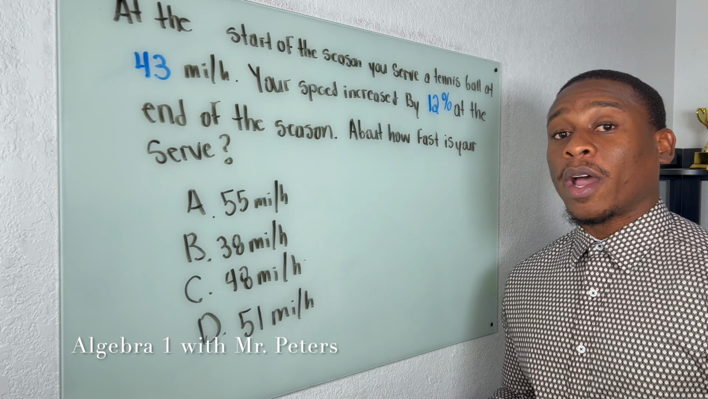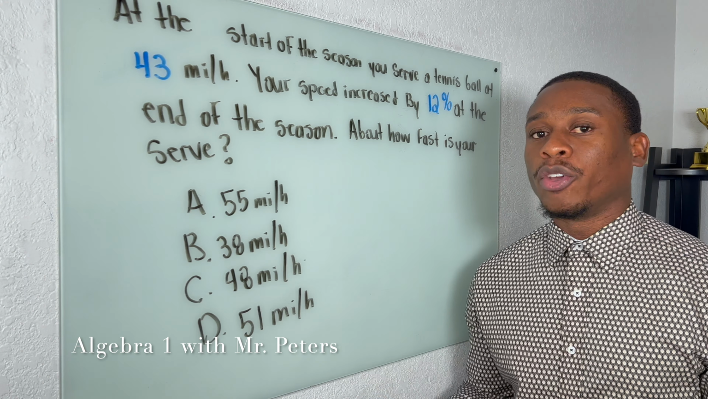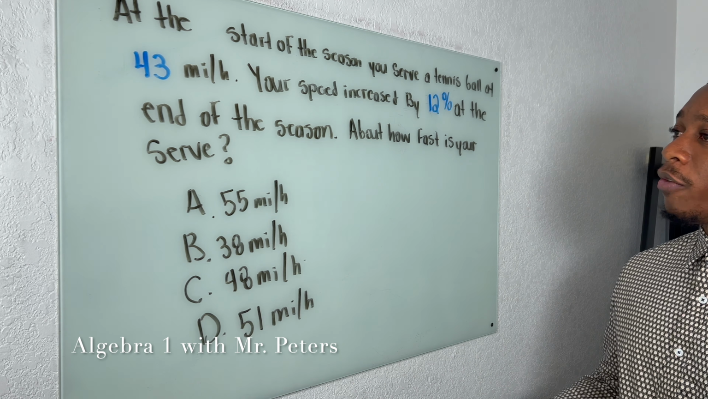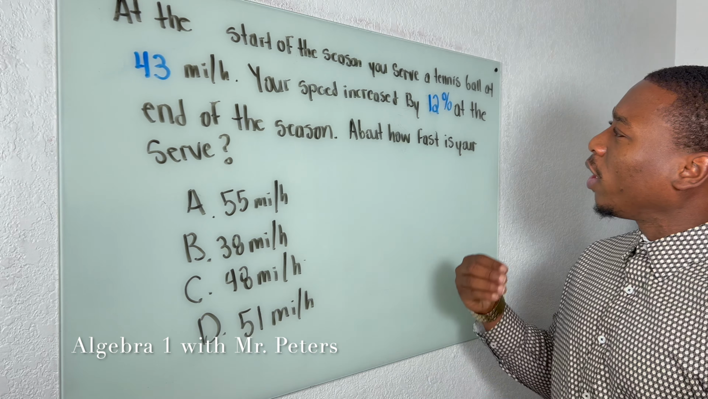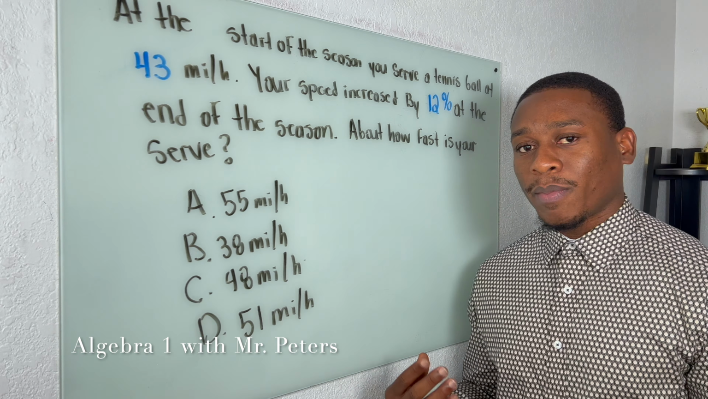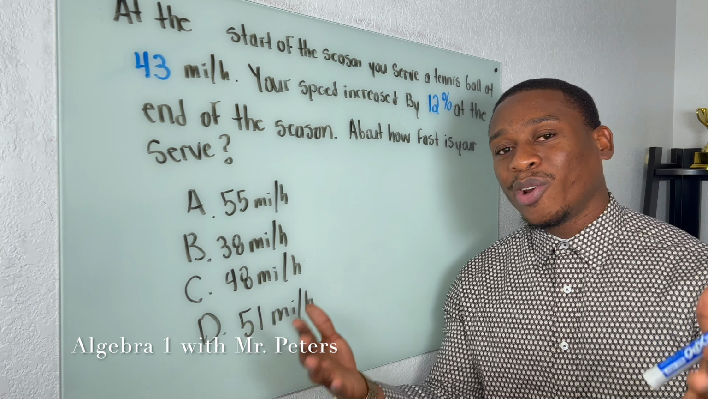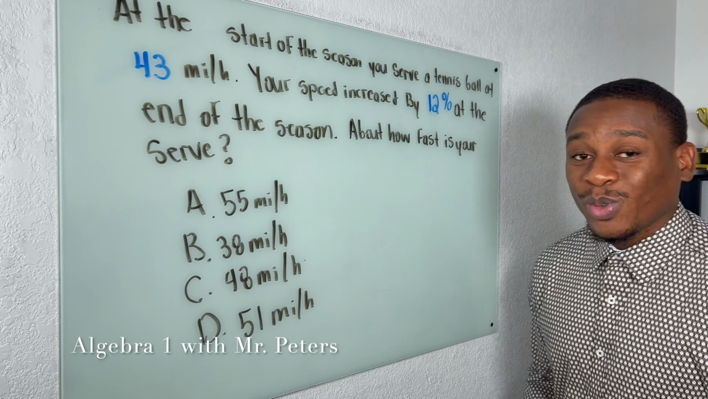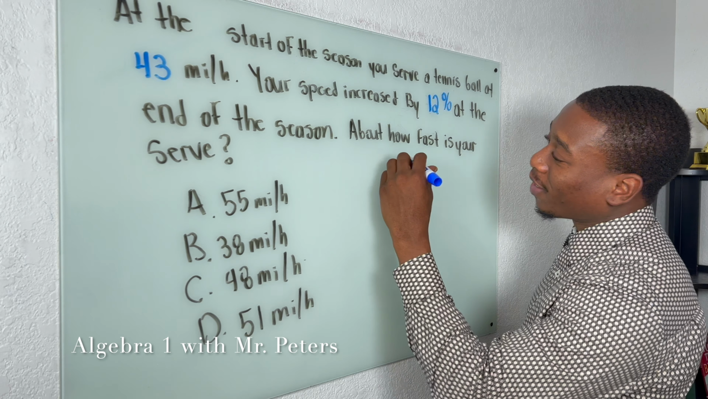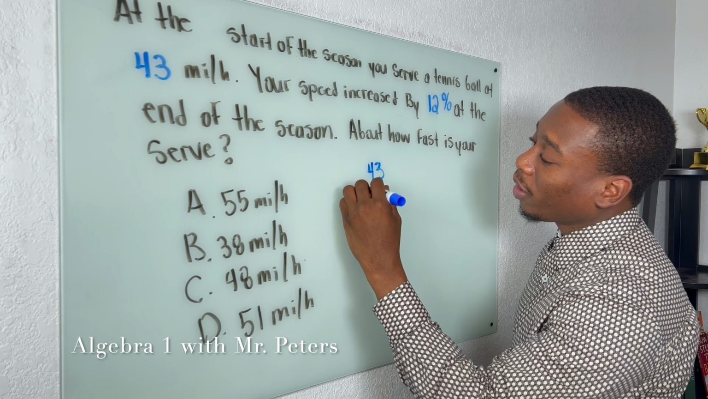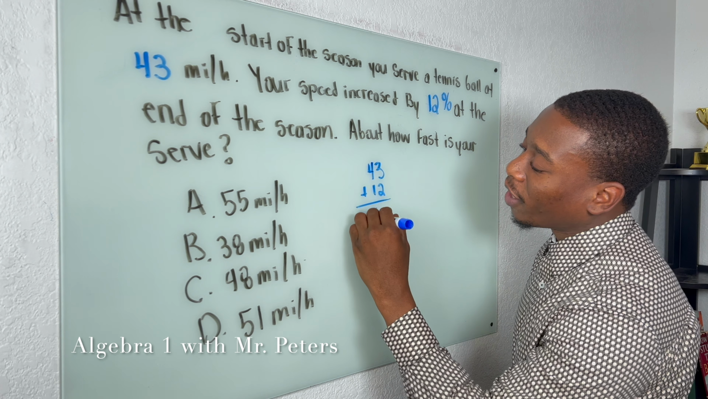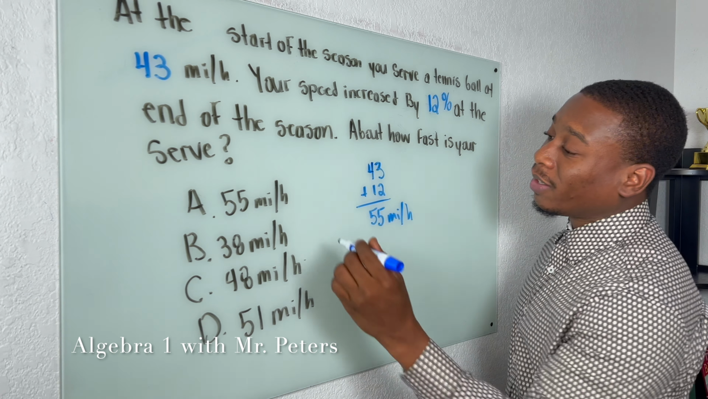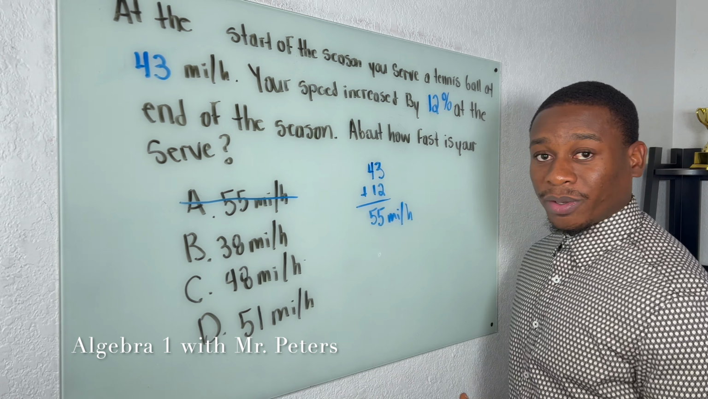In our next problem now, we're talking about percent and percent increase. The problem reads, at the start of the season, you could serve a tennis ball at 43 miles per hour, and then we increase our speed by 12% by the end of the season, and they want to know what is the new speed at which we could serve. So this is what students normally do. They come in and they do 43 plus 12, and they're going to get 55 miles per hour. But guys, this would not be the right answer, okay?